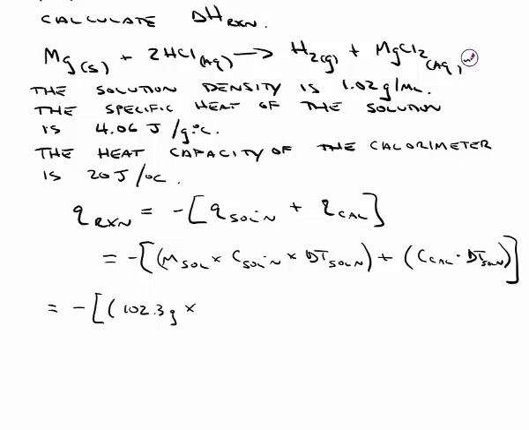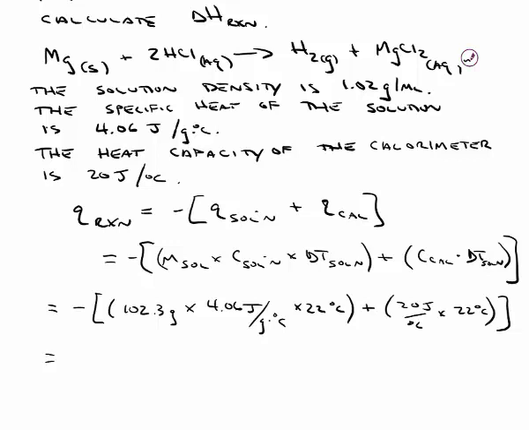We're going to multiply that by the given specific heat of the solution, which is 4.06 joules per gram degree C, and the delta T for the solution is 22 degrees C. So we're multiplying all that together. We'll add to that the heat capacity of the calorimeter, which is 20 joules per degree C, times our 22 degrees C temperature change.